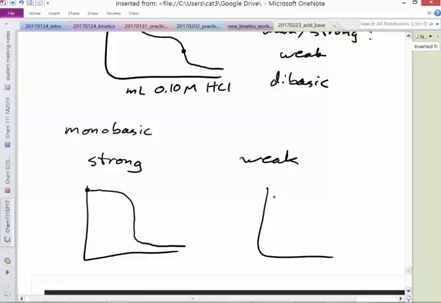Weak base, similar: the pH starts high, maybe not as high. The slope is a little stronger, and the change is more gradual. I mean, frankly, in all of the sections, the change is a little more gradual.